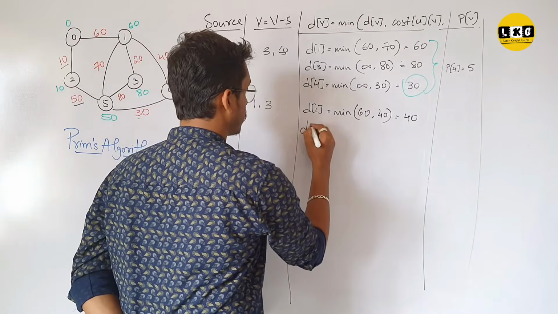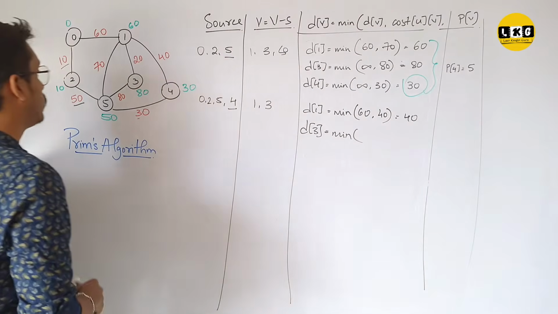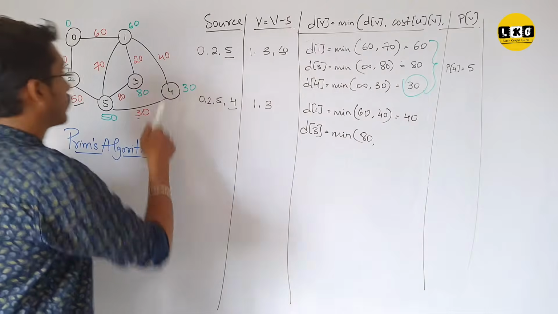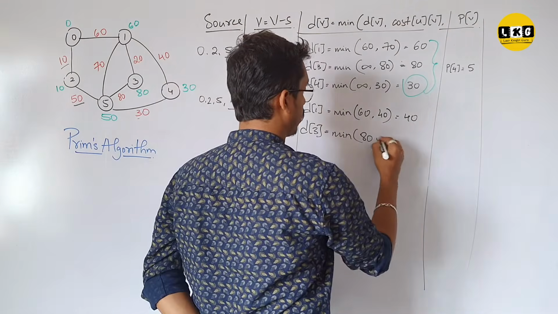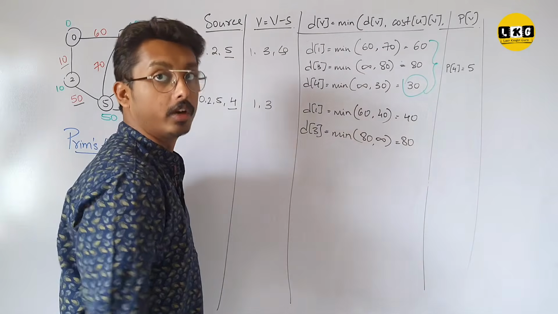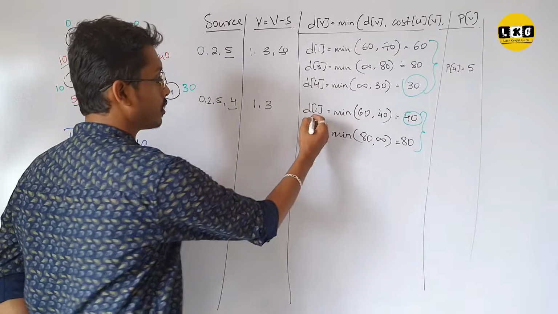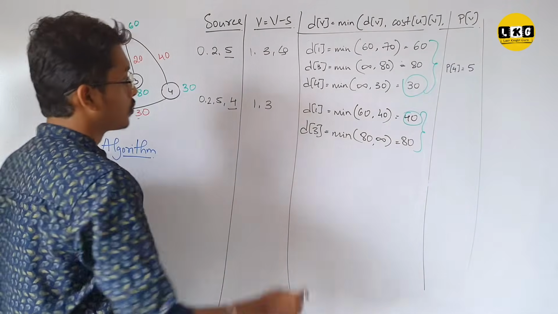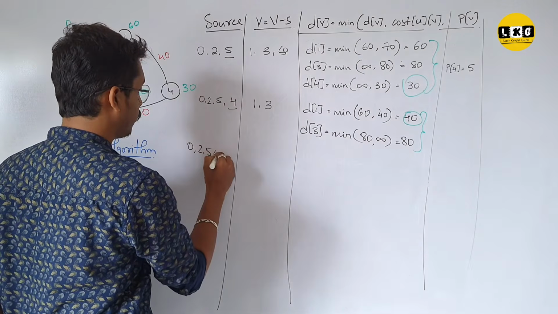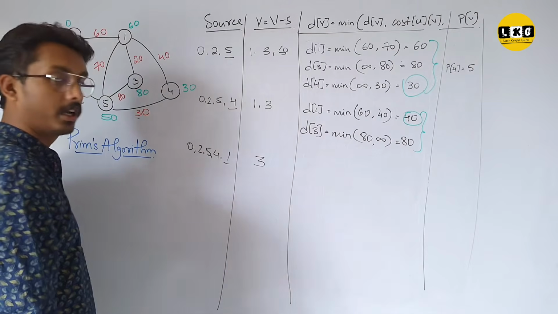Now, next comes D of 3. That is minimum of, what is the cost of D of 3 now? D of 3, the cost is 80, comma. From 4 to 3 is there a route? No, that is 80, comma infinity. Which is minimum? 80 itself is the minimum. Now, out of these two, which is the minimum? 40 is the minimum. For which node? It is node number 1. So 1 will be my what? Next source. That is 0, 2, 5, 4, 1. Correct? And the only remaining vertex is node number 3.